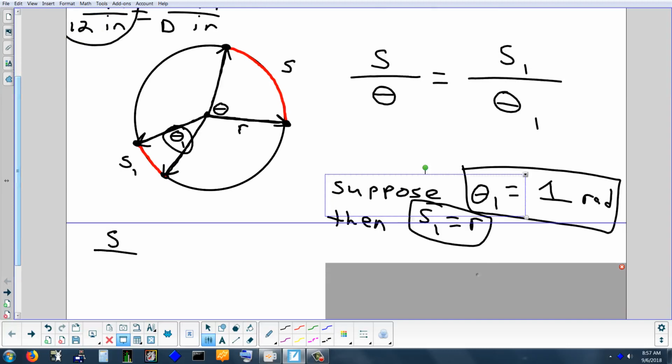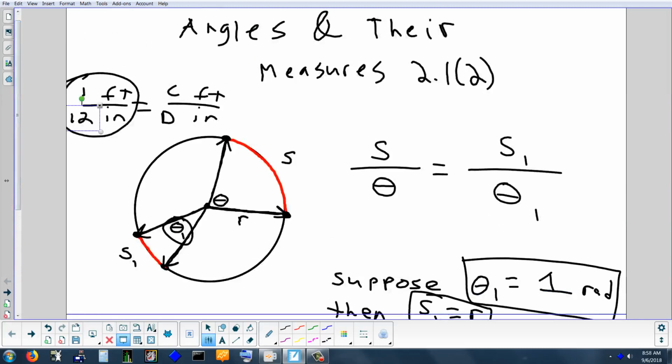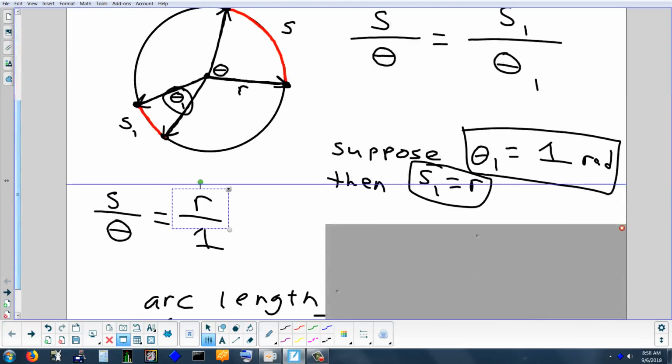So we have left-hand side stays the same. For S1, we're going to make it R. And for theta 1, we're going to make it 1. And if it's a little confusing, like, well, how can you just let theta 1 be 1? Well, how come you can just let inches be 12? It's the same reason. It's just a fact. 1 foot, 12 inches. 1 radian, it's automatically equal to the radius. It's just a fact. Okay, so now the goal, I want to get S by itself.